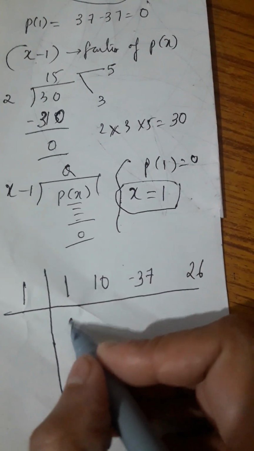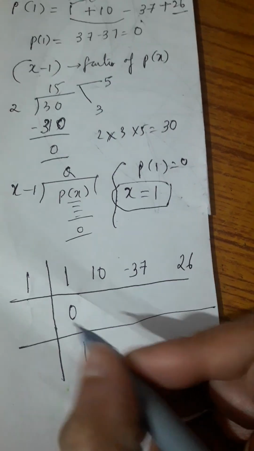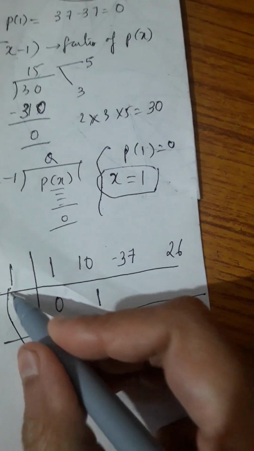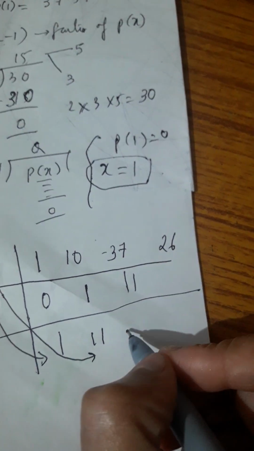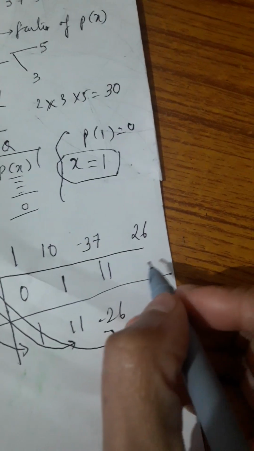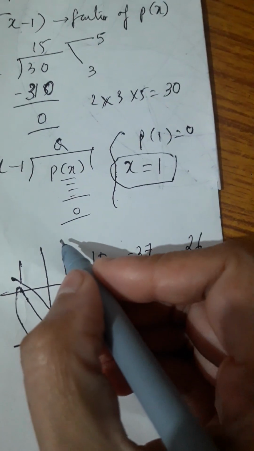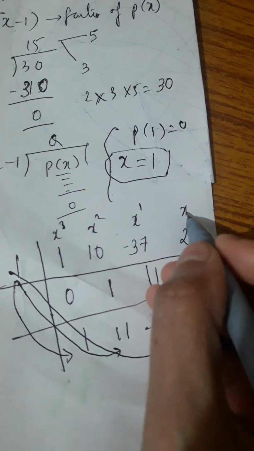Alright, the first thing, put a 0 here. This will be by default. 1 plus 0 is 1. So 1 into 1 is how much? 1, no? 10 plus 1 is 11. 1 into 11 is 11, right? Now minus 37 plus 11 is minus 26. So 1 into minus 26 is minus 26 and you will get 0. Now you started off with what? A cubic polynomial, right? This is x power 3, x power 2, x power 1, x power 0.